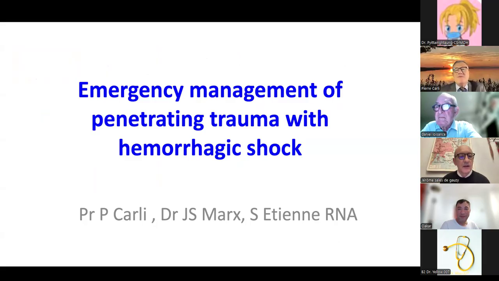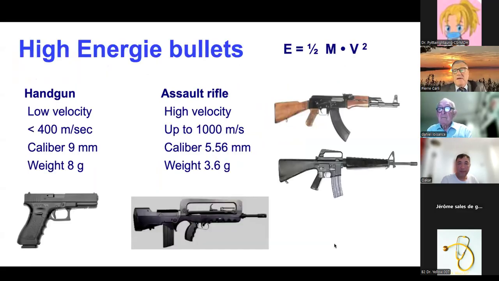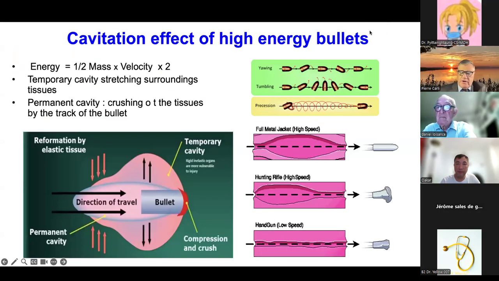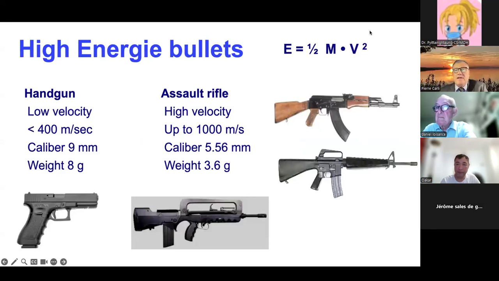So, emergency management, penetrating trauma, hemorrhagic shock. That's the idea. A quick reminder that this is related most of the time to injuries caused by very specific weapons. Unfortunately, modern weapons are terribly, terribly dangerous. The problem is that high velocity missiles and weapons create a lot of energy, and when this energy encounters the body, it creates a lot of lesions. So the first point is high energy bullets and their impact on the human body.